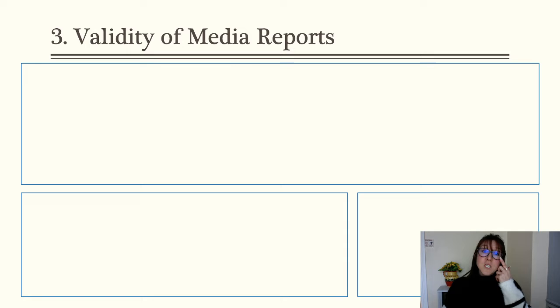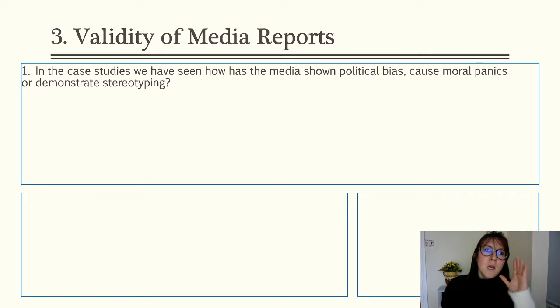Number three, the validity of media reports. In the case studies we have seen, how has the media shown political bias, caused moral panics, or demonstrated stereotyping? So again, I got my students to discuss and write down all the different ways they've shown stereotyping. They might have shown some political bias towards over-representing certain crimes more than others. Moral panics, don't forget moral panics from previous topics. So how have they represented these?